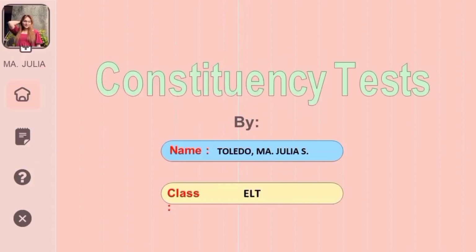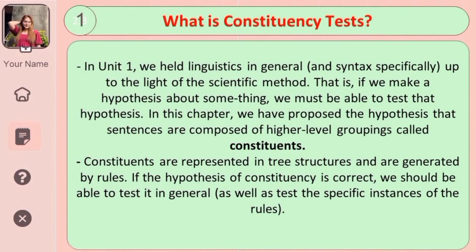Good day everyone. So our topic for today is about constituency test. In here, we will tackle constituents. In Unit 1, we learned about linguistics in general and syntax specifically. In the light of the scientific method, if we make a hypothesis about something, we must be able to test that hypothesis. In this chapter, we have proposed the hypothesis that sentences are composed of higher level groupings called constituents.